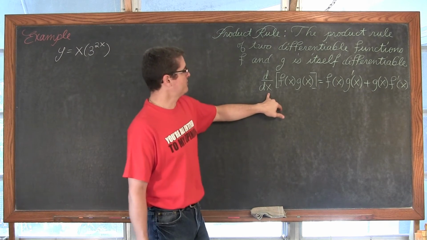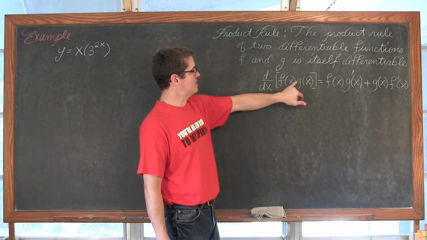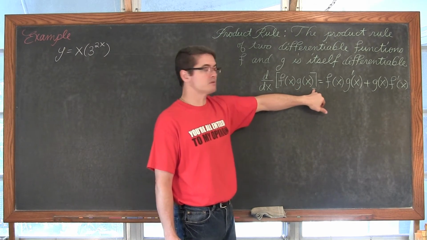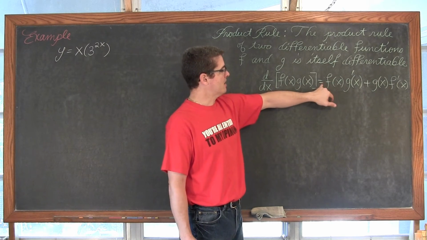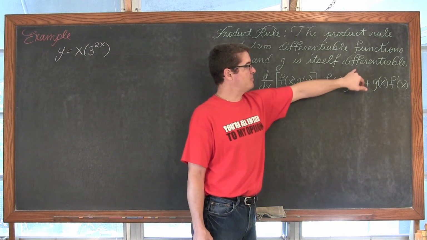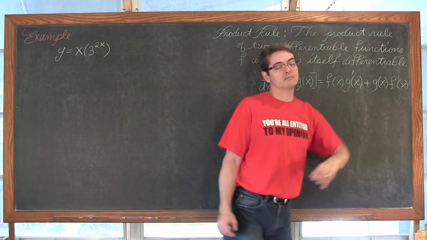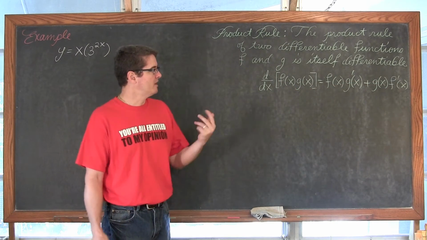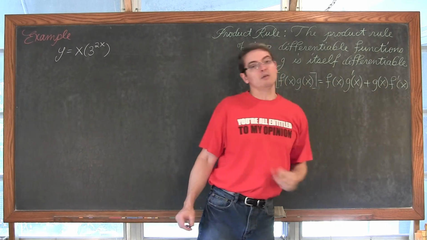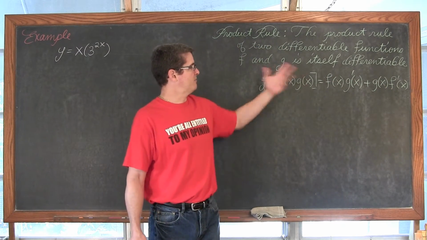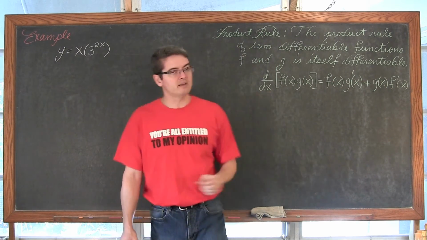So we have the derivative with respect to x of f of x times g of x is equal to, and I'm going to leave off the x's here, f times g prime, or the derivative of g, plus g times f prime, or the derivative of f with respect to, in this case, x, because I have my independent variable as x, right there.